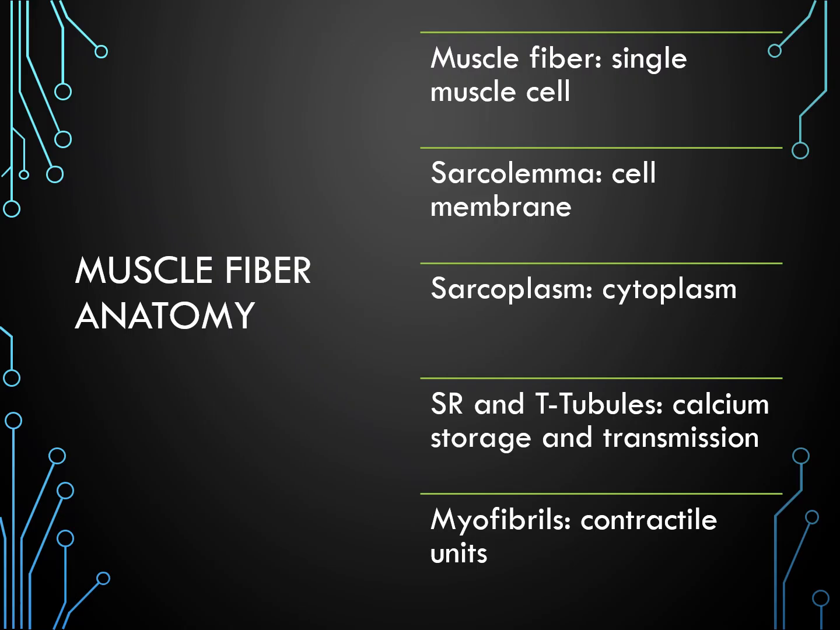The sarcolemma is the cell membrane of the muscle fiber. It conducts electrical signals, helping trigger contractions. The sarcoplasm is the cytoplasm of the muscle cell, containing stored glycogen and myoglobin to fuel contraction. The sarcoplasmic reticulum is a specialized network that stores calcium ions. When a muscle contracts, the SR releases calcium, setting the contraction process in motion.